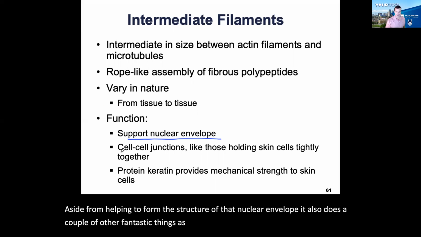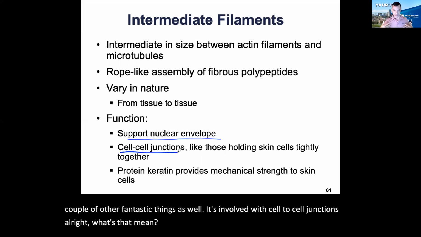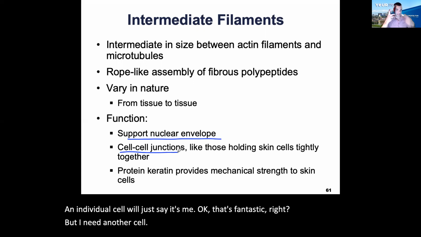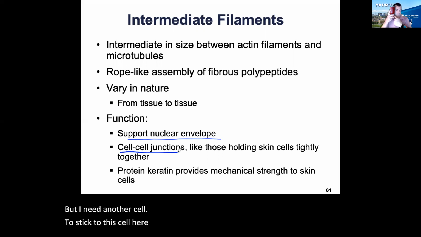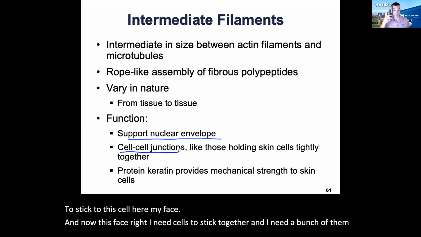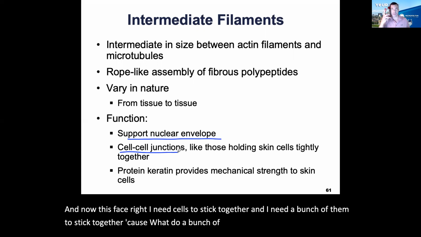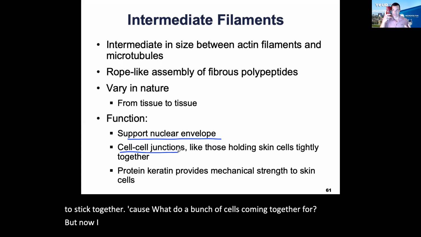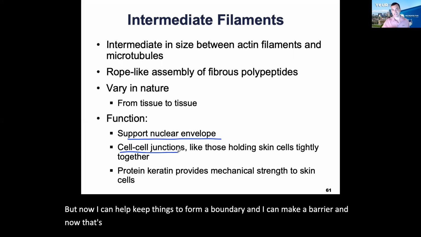It's involved with cell-to-cell junctions. What's that mean? Well, an individual cell will just say it's me. That's fantastic, right? But I need another cell to stick to this cell here, my face, and now this face. I need cells to stick together, and I need a bunch of them to stick together, because what do a bunch of cells coming together form? Tissues. But now I can help keep things to form a boundary, and I can make a barrier. And now that's what you see in a lot of skin cells.